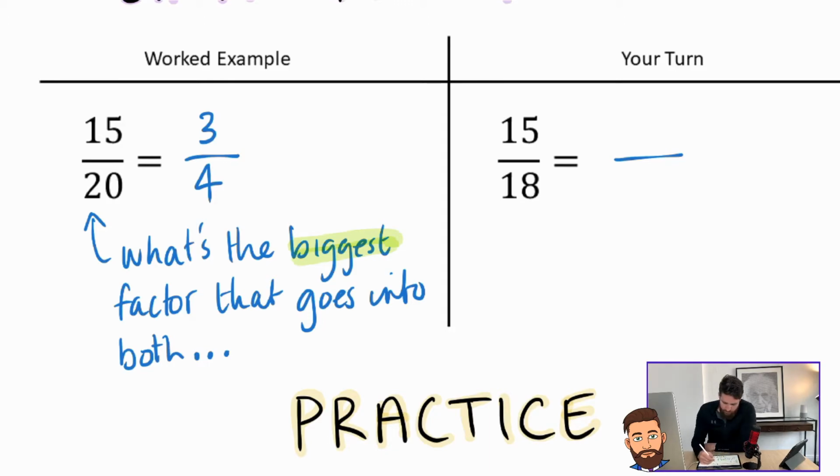Hopefully you realised 3. 3 is the biggest number that goes into 15 and 18. And you ask yourselves, how many times does 3 go into 15? 5. How many times does 3 go into 18? 6. So the answer to this question would be 5 over 6. And again, ask yourself, can I get it any smaller? No. Nothing goes into 5 and 6 apart from 1, which if you put 1 in, you're going to get the same answer over and over again.